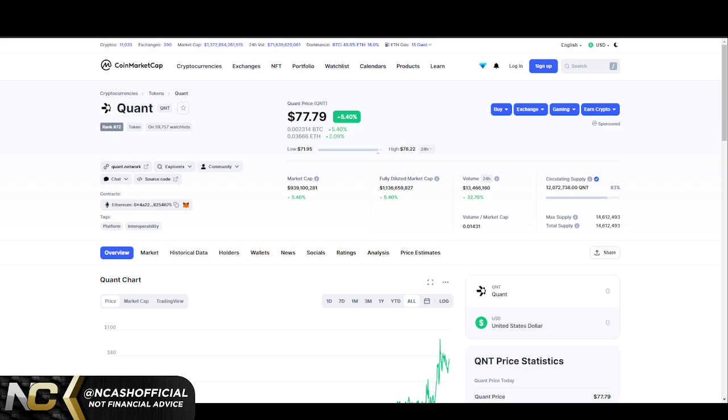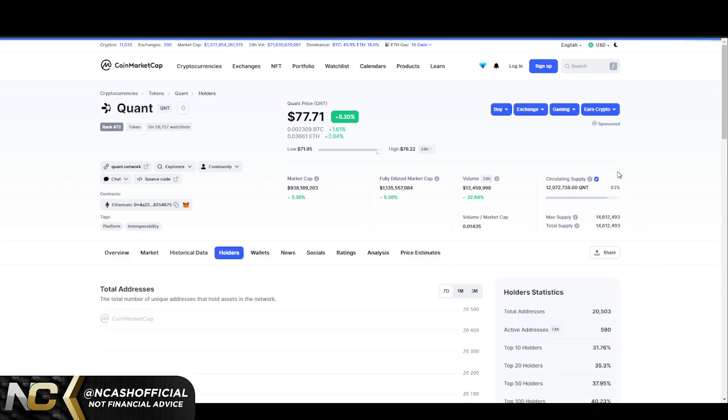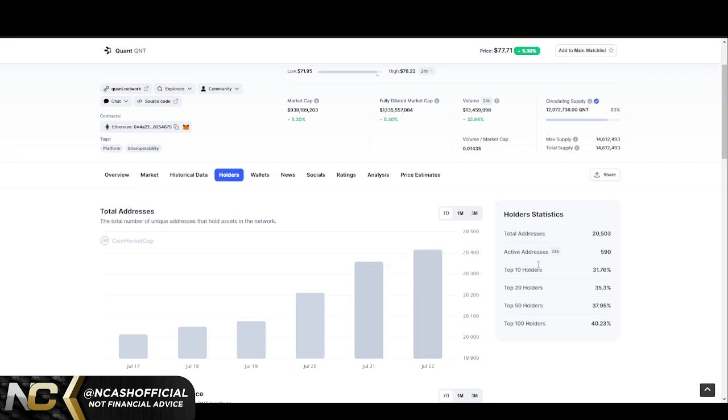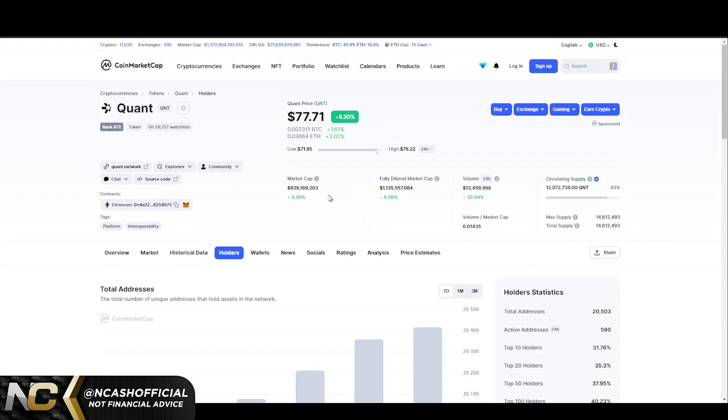Now, I do see a lot of people calling for 6 figures, and so forth, whatever. I'm not that hopium on it, but I'm just saying I do think that we could see 5 digits at some point in time, definitely for QNT. Now, we do see that right now there's only 20,503 holders of this asset, so it is still very early in its stages. Plus, it only has a fully diluted market cap of about 1.1 billion. Market cap right now is actually 938 million, so it's very, very early in its stages. Guys, definitely do your research and definitely look into QNT, especially if you hold XRP.